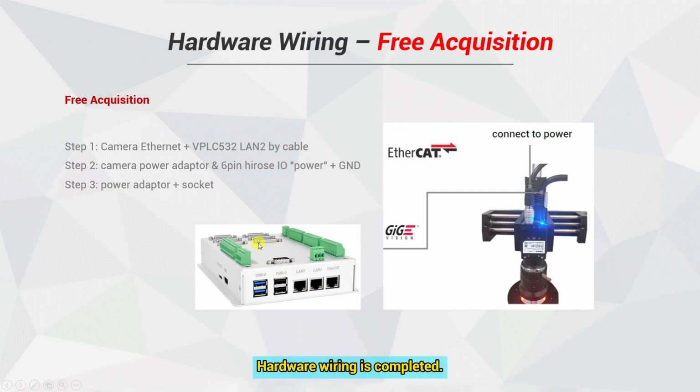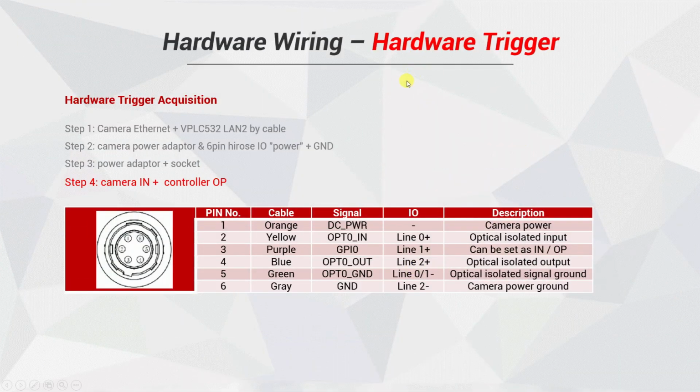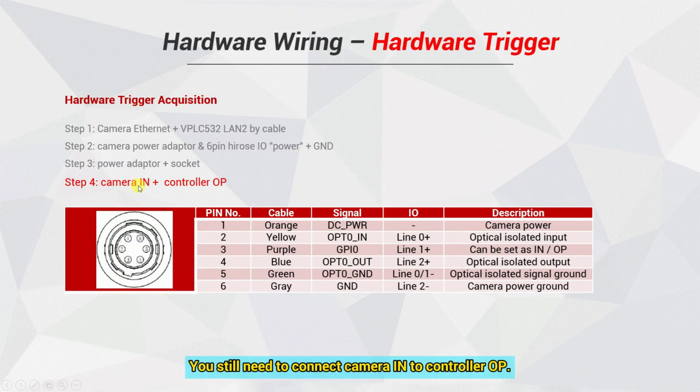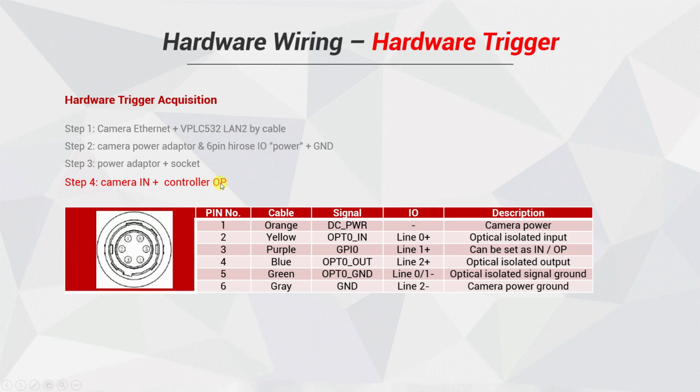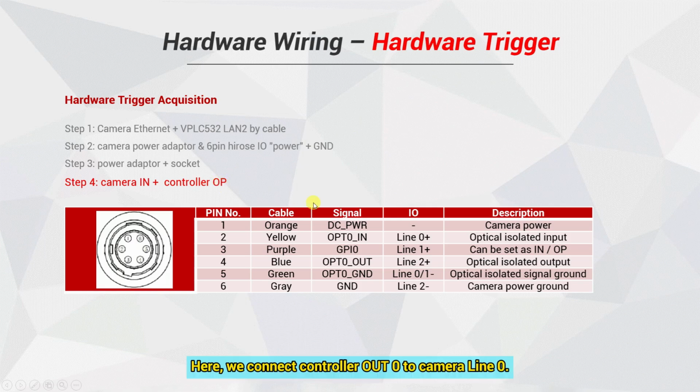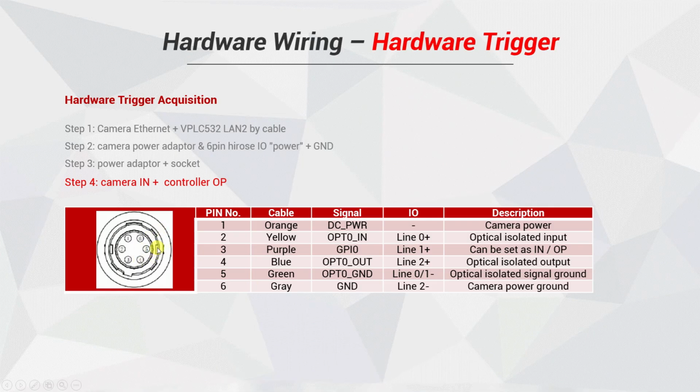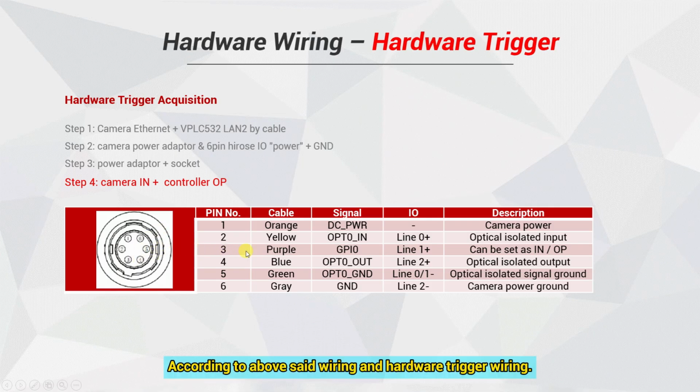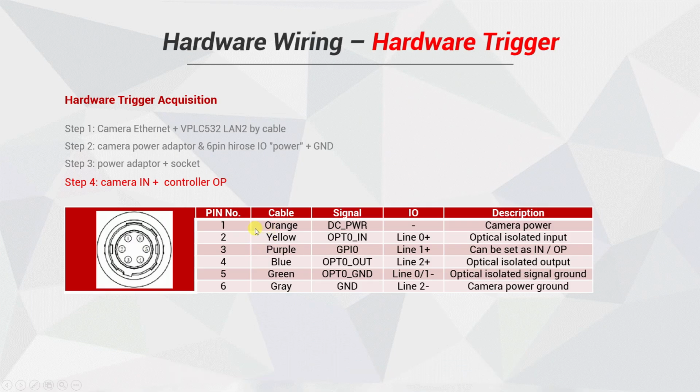Hardware wiring is completed. But if you select the trigger mode by hardware, you still need to connect camera IN to controller OP. Here, we connect controller out 0 to camera line 0. And this form shows its 6-pin definitions. According to the above wiring and hardware trigger wiring, pin 1, 2, 5, 6 should be connected.